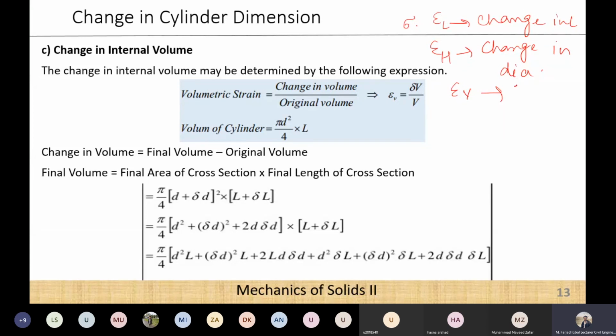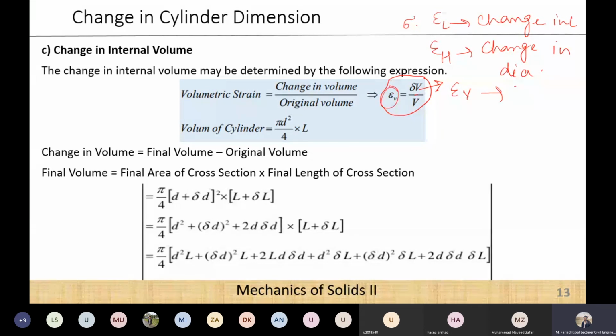So if we want to calculate the change in volume, we have this formulation: strain is equal to change in the volume over original volume. In this equation, we now have two unknowns. We don't know the change in the volume, and we also don't know the strain, or the volumetric strain. So if we can figure out one of these factors, then we can use this equation to calculate the change in the volume.